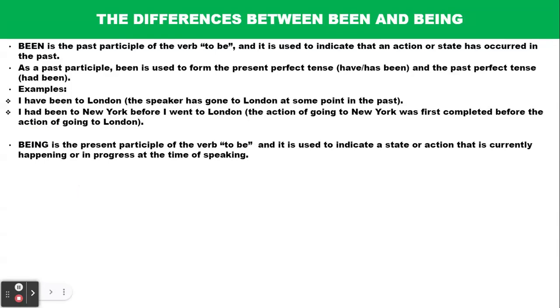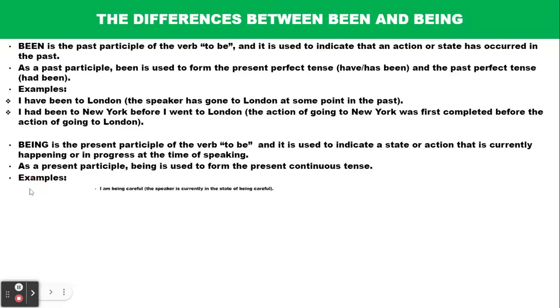Now let's look at being, B-E-I-N-G. This is the present participle of the verb to be, and it is used to indicate a state or action that is currently happening, or an action in progress at the time of speaking. As a present participle, being is used to form the present continuous tense. Let's look at some examples. I am being careful. The speaker is currently in the state of being careful.